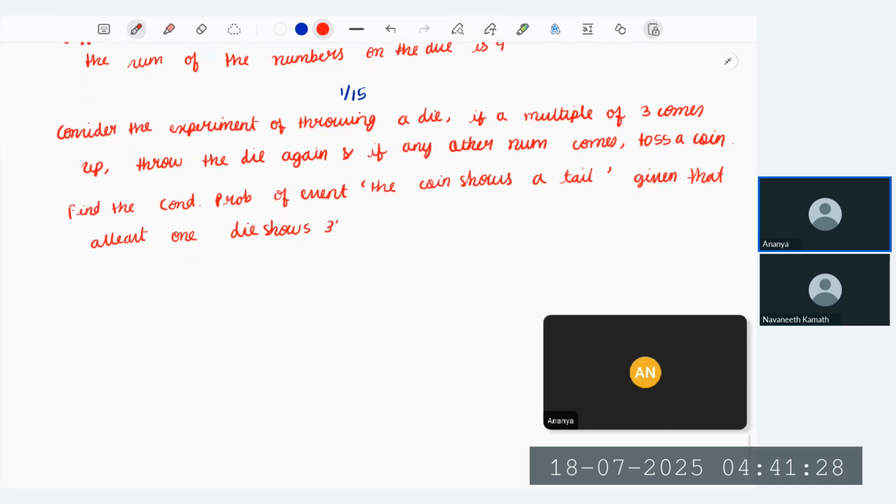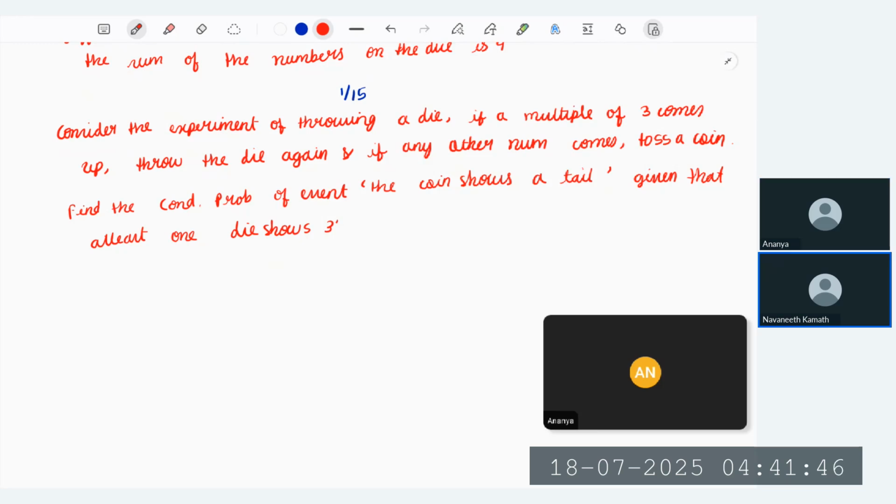No, sir. To get a multiple of 3, the probability will be 1 by 3, right? So there are two possibilities, 3 and 6. So to toss a coin, the probability will be 2 by 3, like to get any other number.